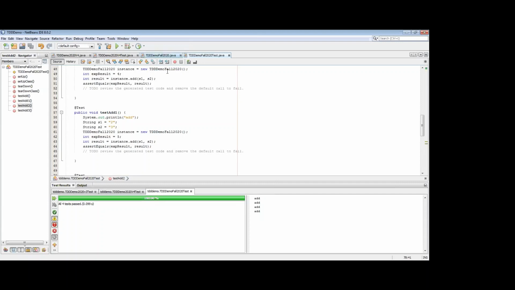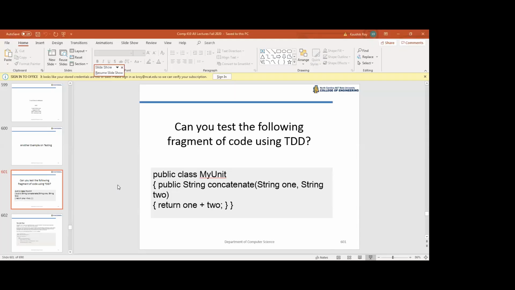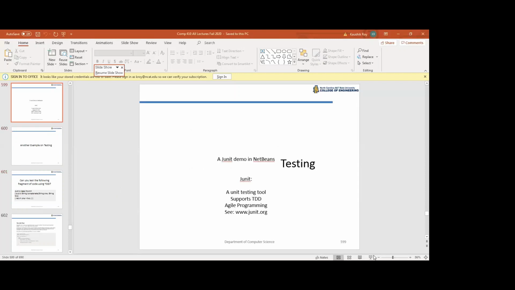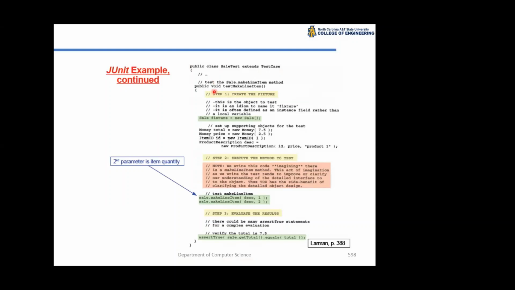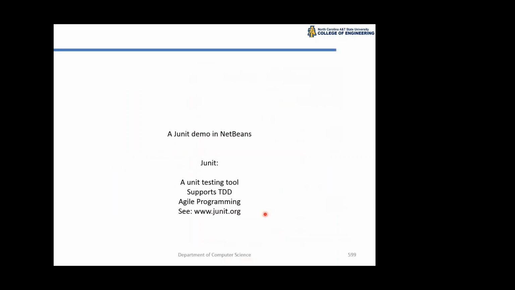Okay, so again, the codes are already in the review documents in Blackboard. Let me go back, share screen is here. You see, so these are all the basic steps of test-driven development or JUnit testing.